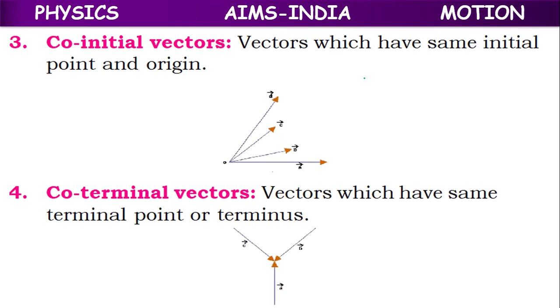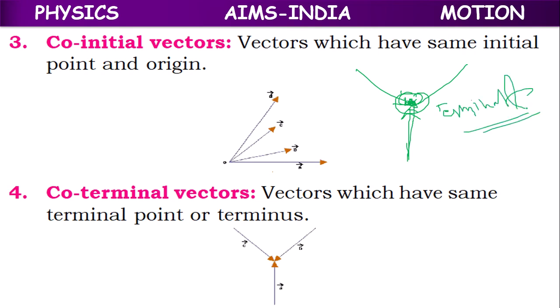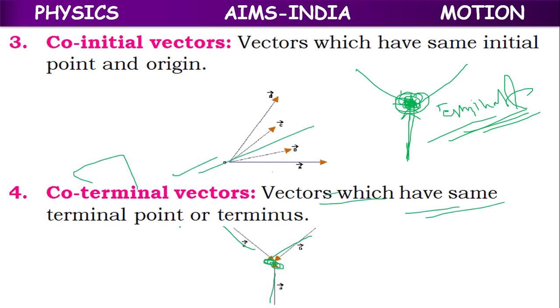Suppose the vectors are coming from different points, different origins, but ultimately they meet at a single point, the final point, which is called the terminal point. The terminal point is the point where they are meeting or where they stop. As they have a common terminal point, coming in different directions but meeting at one particular point, they are called coterminal vectors. Vectors which have the same terminal point or same terminus are called coterminal vectors.